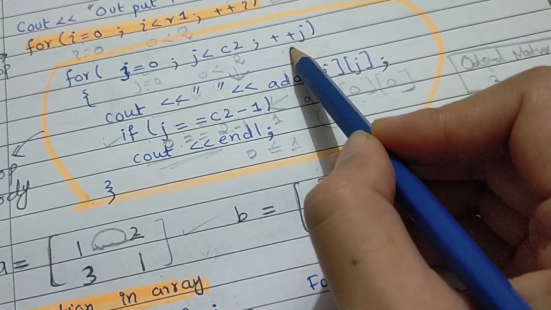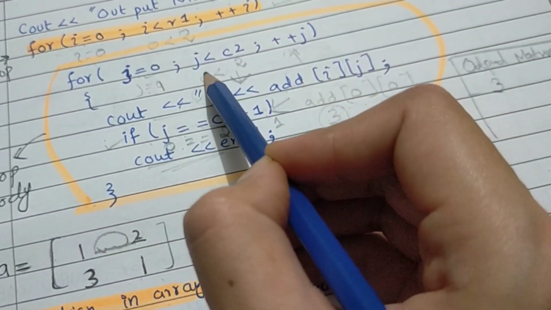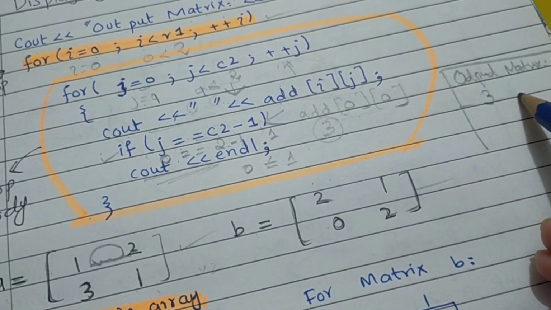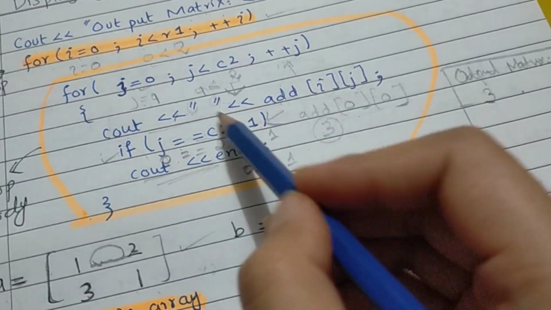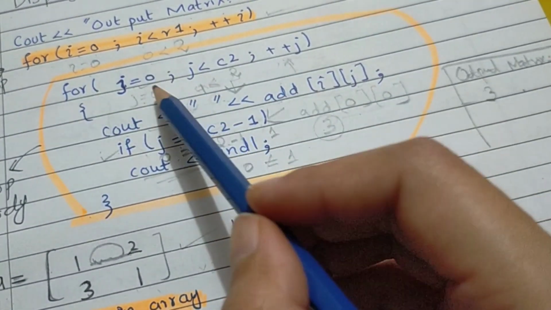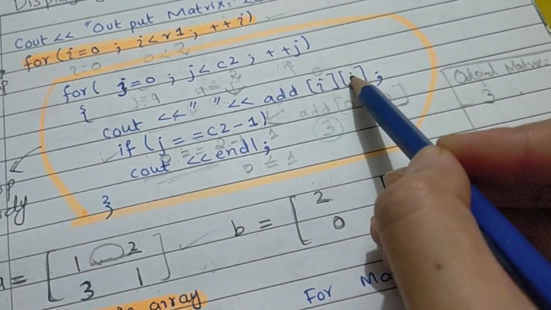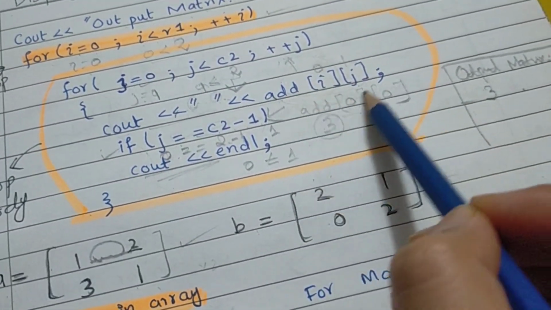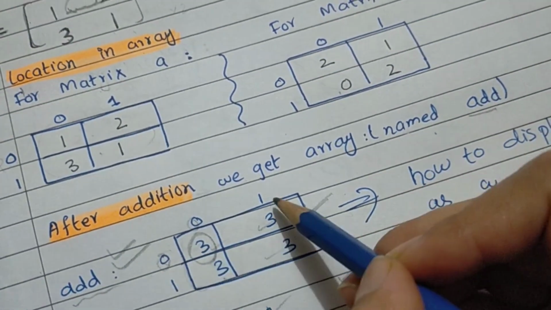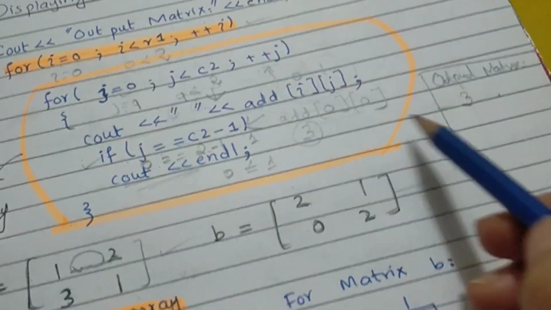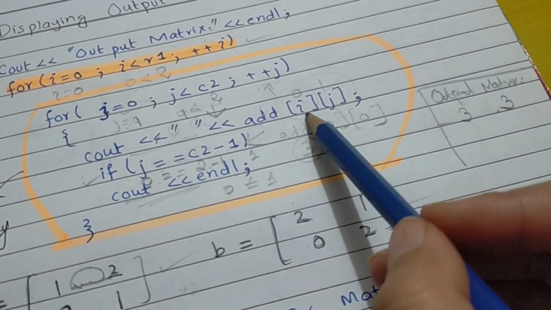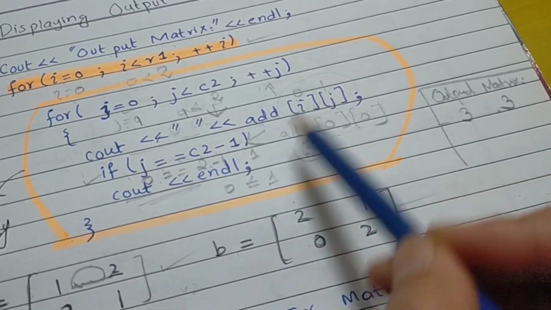Okay, and the value of j will be increased by 1, and 1 is less than 2. Yes, and again the space will be printed, like here some space will be printed using these inverted commas, and then add[i][j]. Now i is still 0 and j is 1. Okay, so in this location 0 and 1, this digit will be printed. After some space again the digit located at 0 1 will be printed.